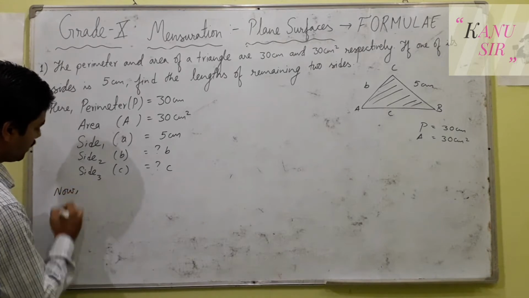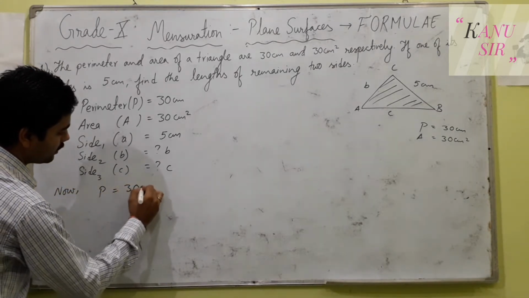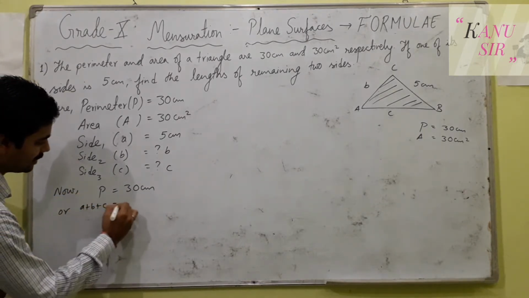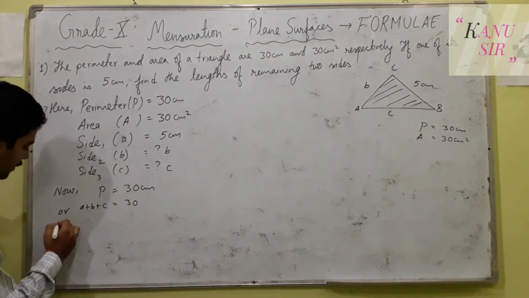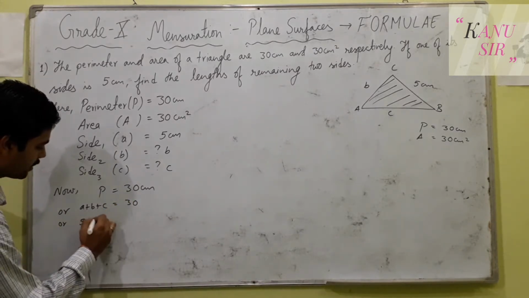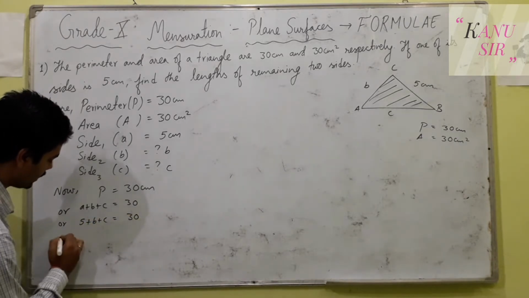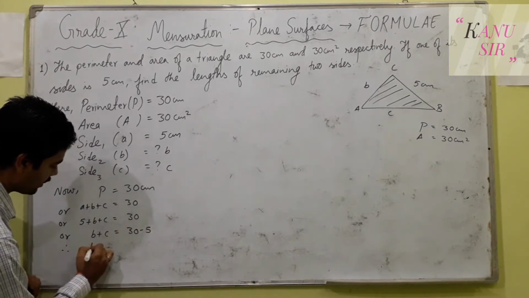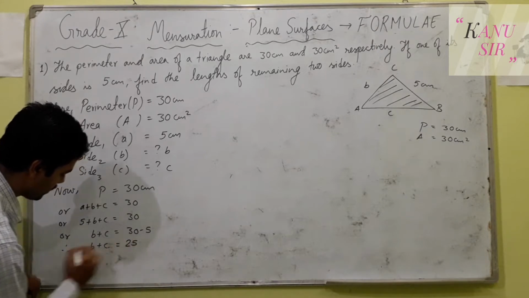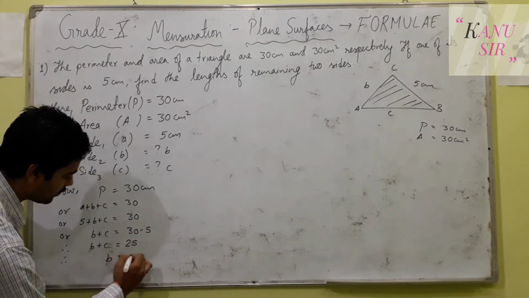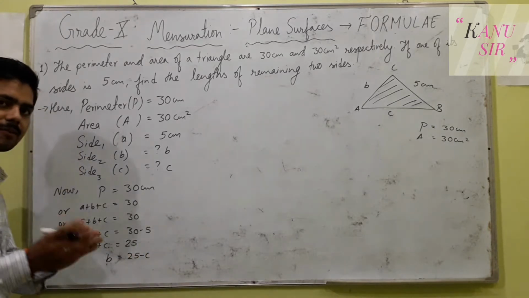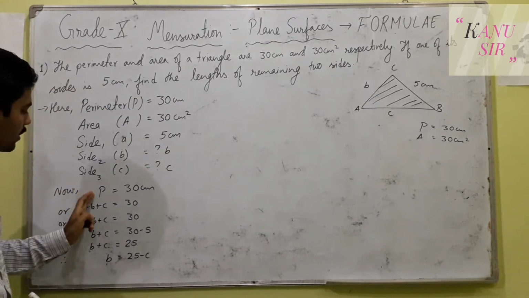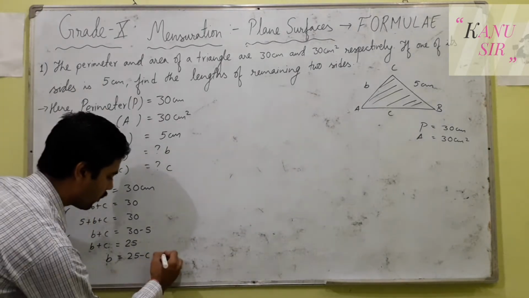Now, perimeter P is equal to 30 cm, but perimeter P denotes A plus B plus C equals 30 cm. If we place the value of A here, that is 5, it means B plus C equals 30 minus 5, and hence you will get the equation B plus C is 25, or you can also write B is equal to 25 minus C. It means there will be some condition coming while solving about area also. Here we have put the formula of perimeter and we got condition 1.